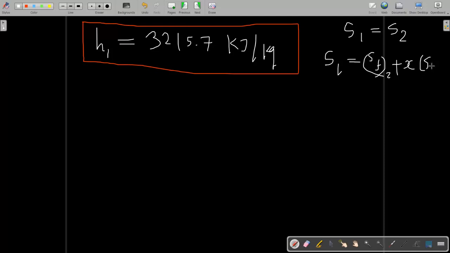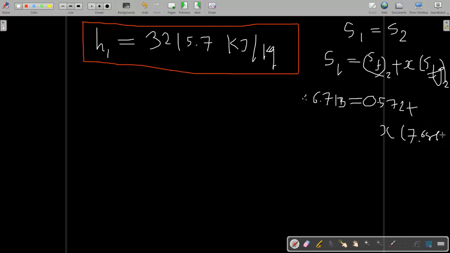Entropy at point 1 is equal to SF plus x times SFG at point 2. So 6.713 is equal to 0.572 plus x times the difference. When you take the difference, it is 7.686. So just solve this, and you will find x2 as 0.8.